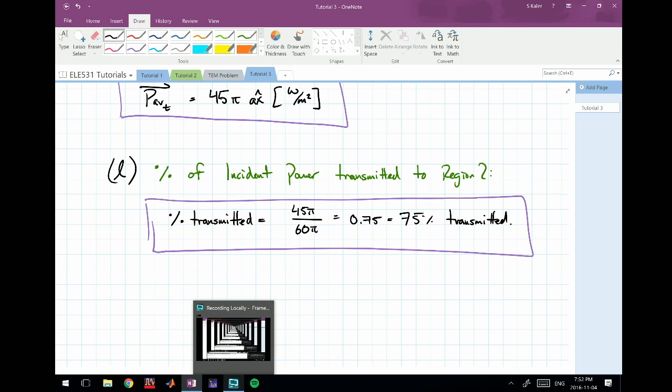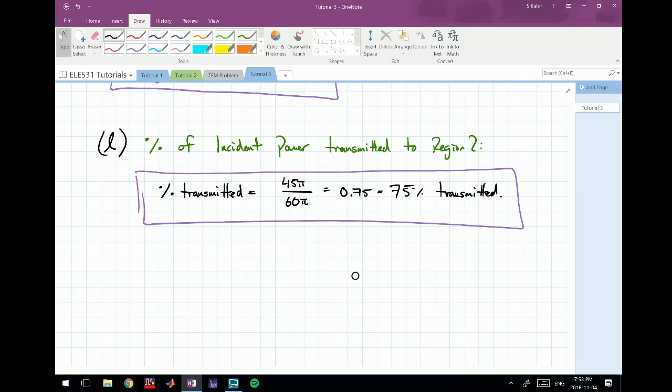Yes? Take the reflection coefficient and subtract it by? No. The way the power is related to the reflection coefficient is by a square relationship. So what you do is take the square of the reflection coefficient and then subtract that from 1. Then you'll get 0.75. So the amount of power transmitted is going to be 1 minus gamma squared. Okay? Any questions?